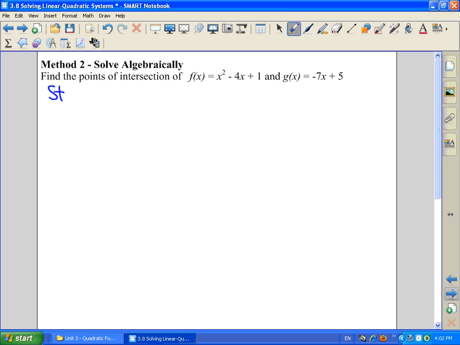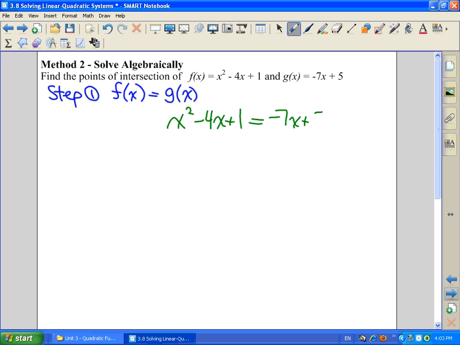So, step number 1, if we're using substitution method, in grade 9 you had y equals something and y equals something, and then you substituted in y for y, right? So it's a substitution that we're doing here. So step 1 is let f of x, because that's really y, equal g of x, which is also really y. So what does that mean? That means that we're going to have x squared minus 4x plus 1 equal -7x plus 5.